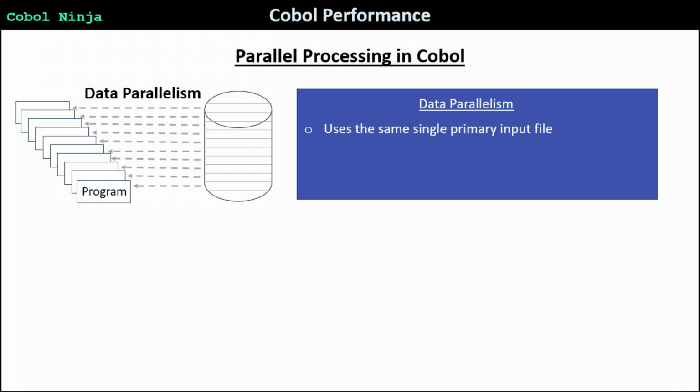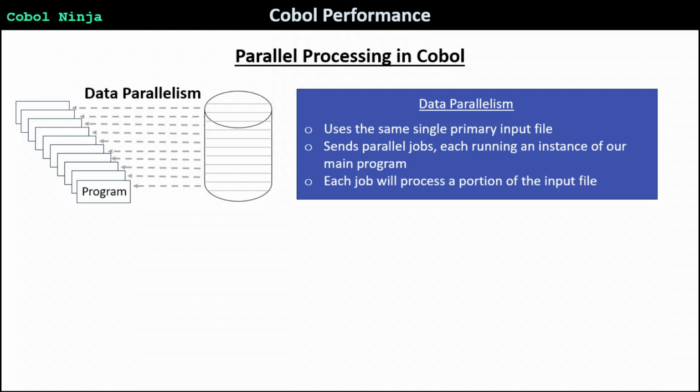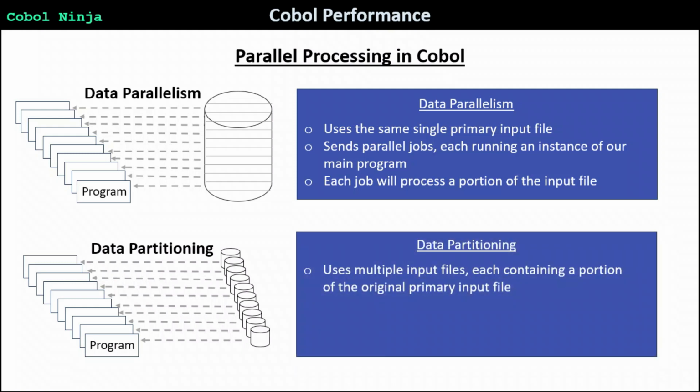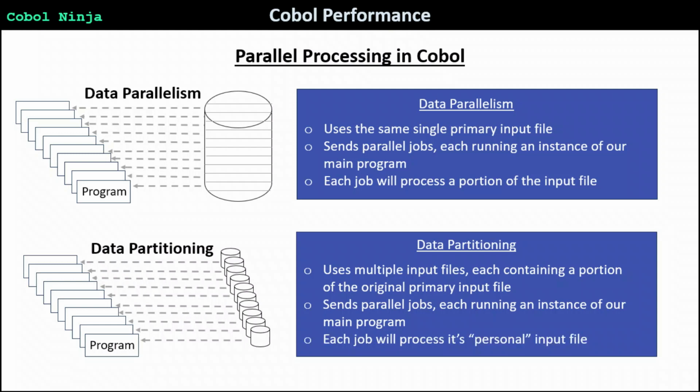In data parallelism, the program uses the same single primary input file. We send parallel jobs, each running an instance of our main program. Each job will process a portion of the input file. We have another solution which is known as data partitioning. In data partitioning, we use multiple input files, each containing a portion of the original primary input file. And in this case as well, we send parallel jobs, each running an instance of our main program. However, each job will process its own personal input file.